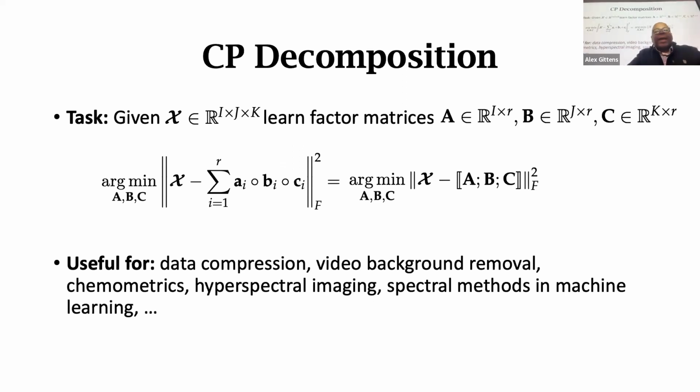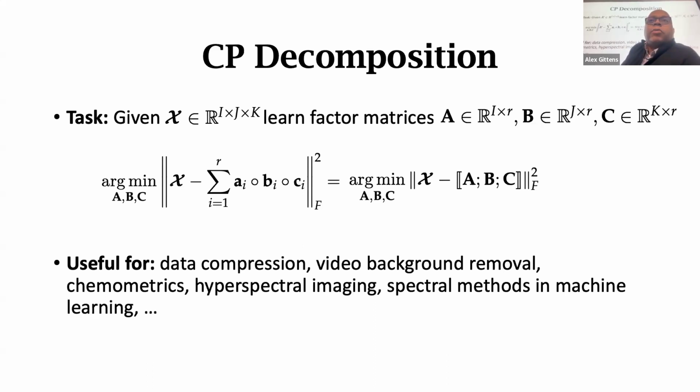So you could think of A here as capturing what's going on in the columns of this tensor. Think of it as a basis. B is a basis for the row space of this tensor. And C is a basis for the third order mode of this tensor. And then here, think of each of A, B, and C as having R columns. So we're looking for rank R bases. And the A_i, B_i, and C_i are just columns in these factor matrices. So this is sort of the analog of a rank 1 outer product.